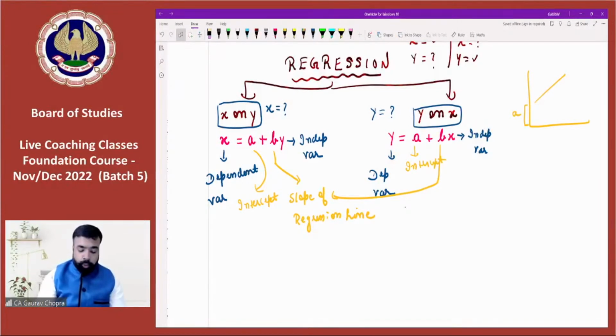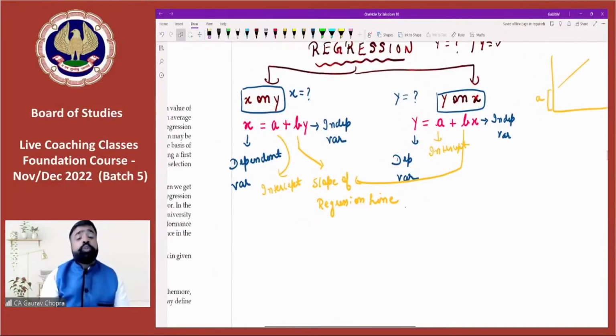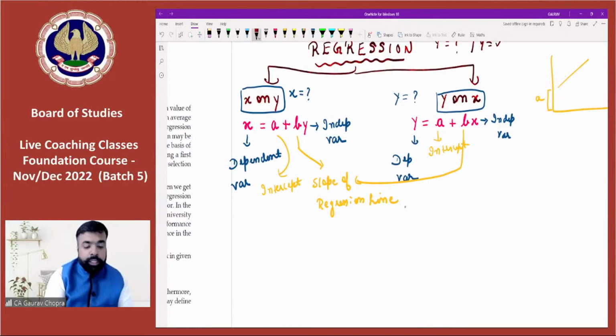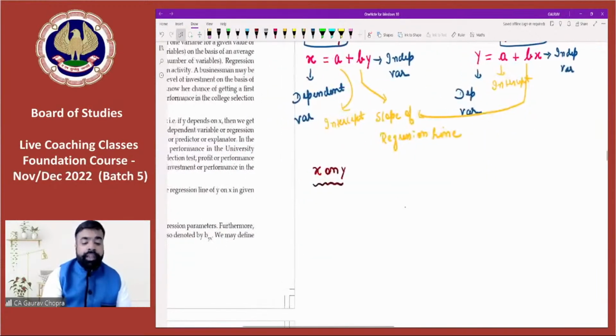Now the point is how to form this equation. How to form equation x on y. So we will write the formula to write equation x on y.